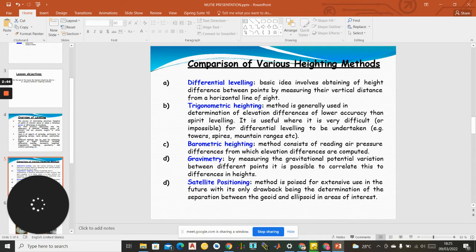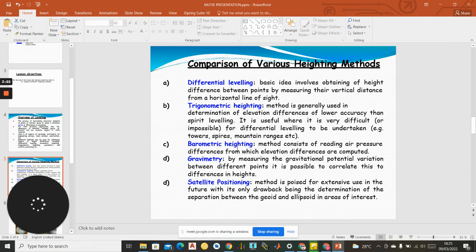Differential leveling. The basic idea involves obtaining height differences between points by measuring their vertical distances from a horizontal line of sight. This is the most common one, and you'll encounter it in the field. Again, we have trigonometric heighting. The method is generally used in determination of elevation differences of lower accuracy than spirit leveling. It is also useful where it is very difficult or impossible for differential leveling to be undertaken, e.g. towers, spires, mountain ranges, etc.